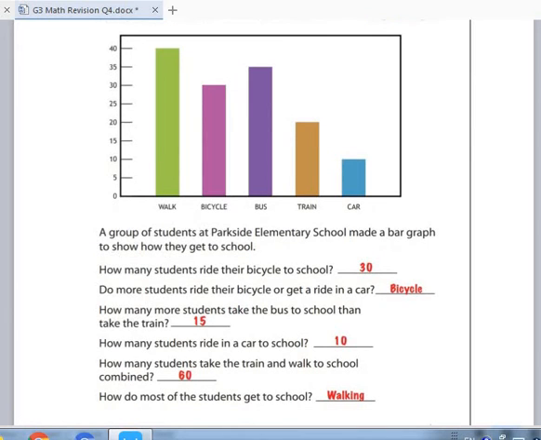So I look at my graph and answer the questions. How many students ride their bicycle to school? As we see here, 30. We go up and then go to the left to see the number of students.